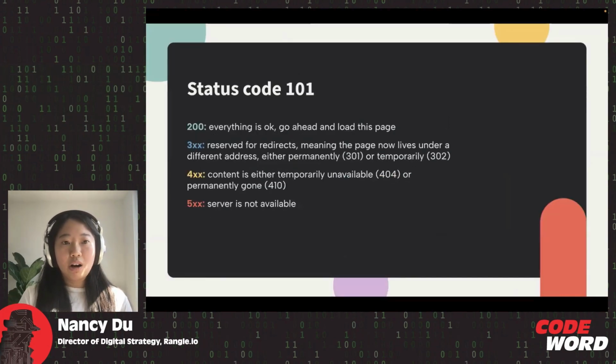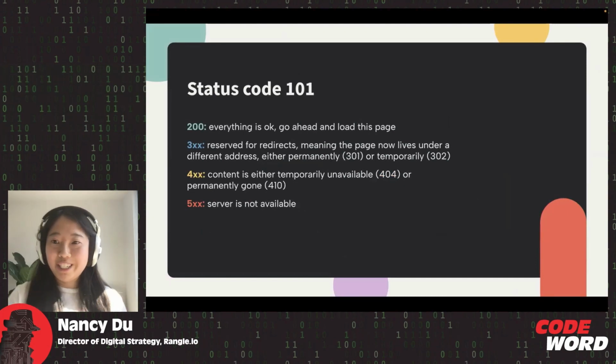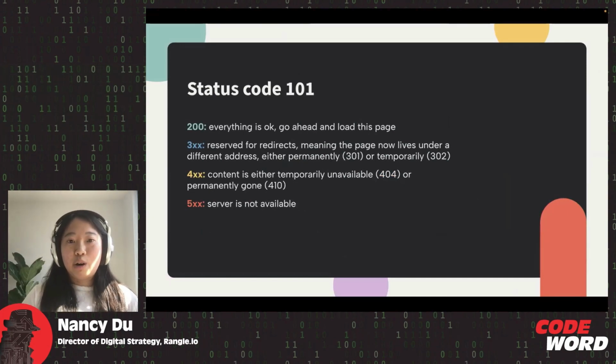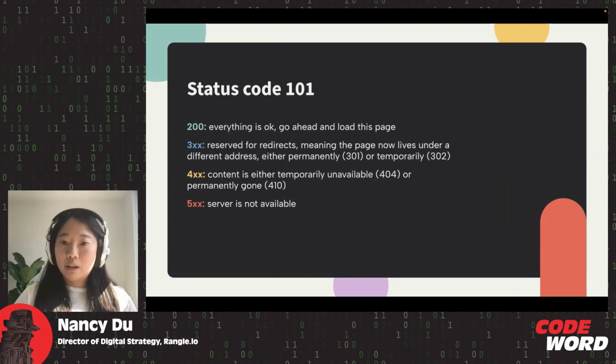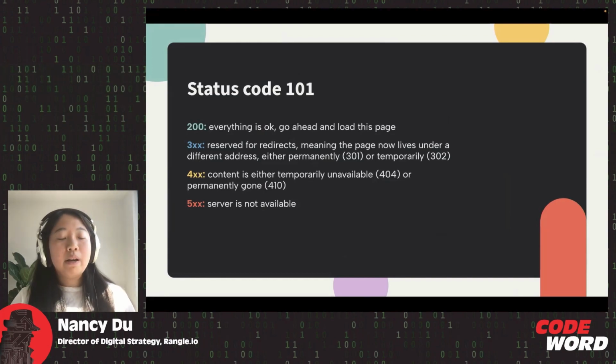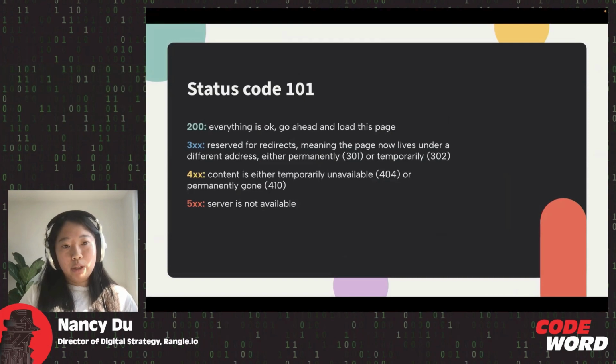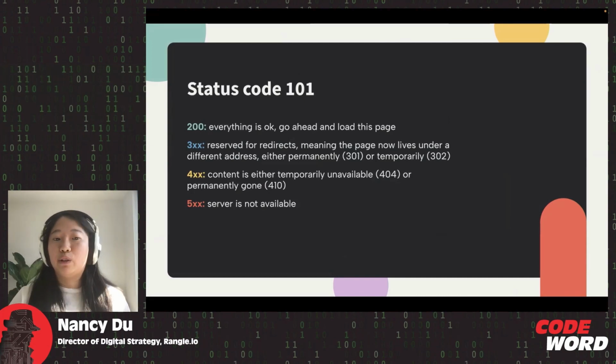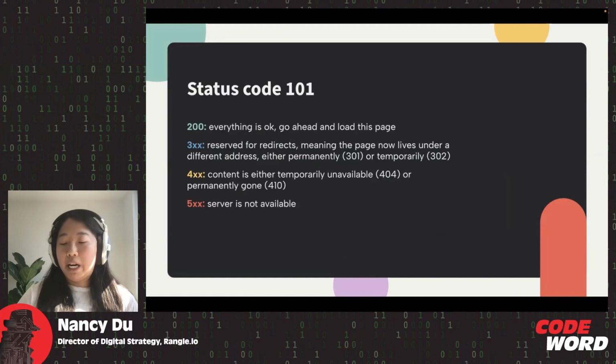So, a quick refresher on status codes. 200 is everything is okay, go ahead and load the page. Your 300 status codes are reserved for your redirects. 301 is permanent, 302 is temporary, and then you have your 400, which is when your content is either temporarily unavailable or permanently gone. 500 would be your server errors, where the page is just not able to be served by the server.